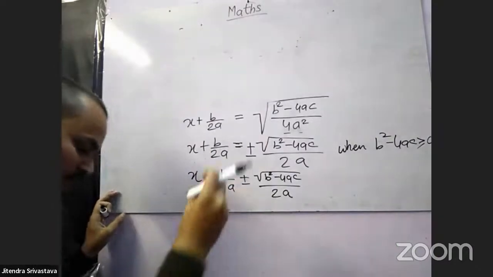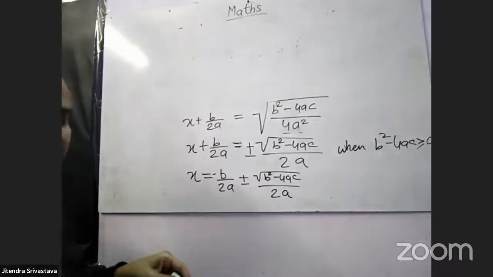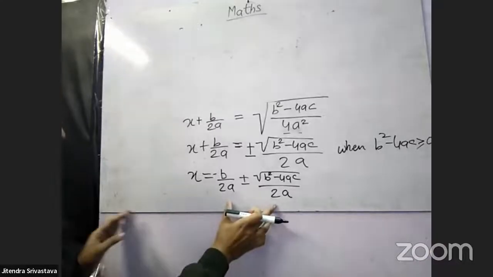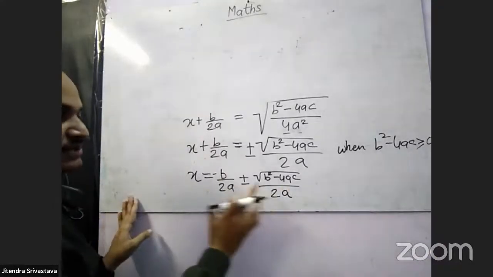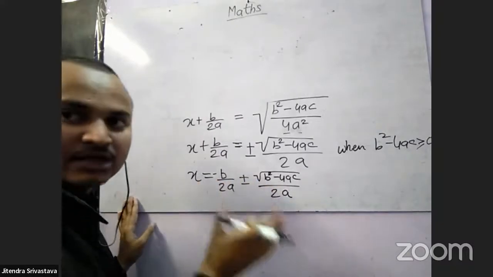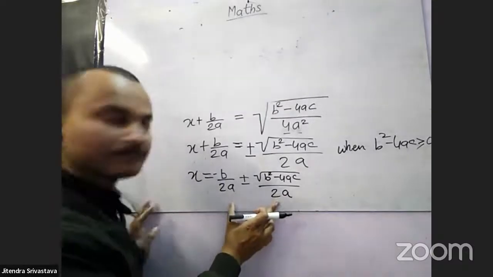Now you can see here, in both the fractions, the denominators are equal. So we can add or subtract the numerators without taking any LCM. So our LCM will be 2a only.